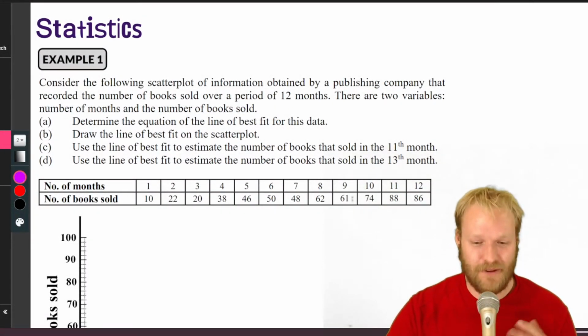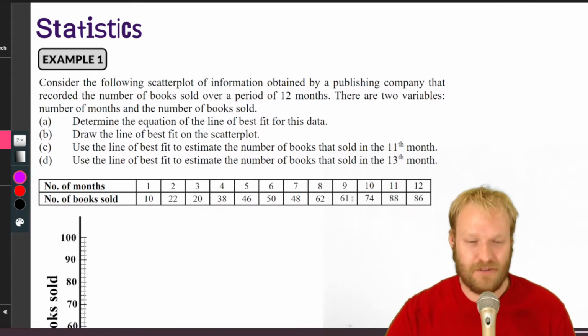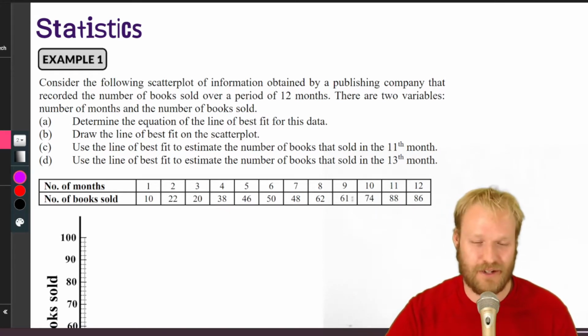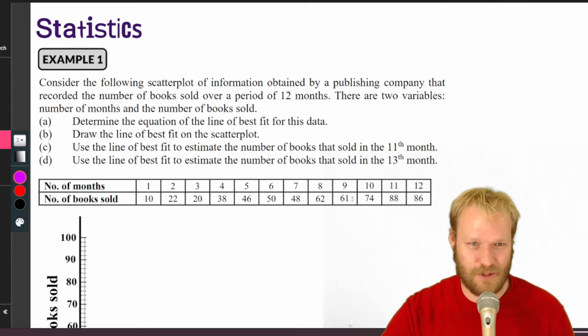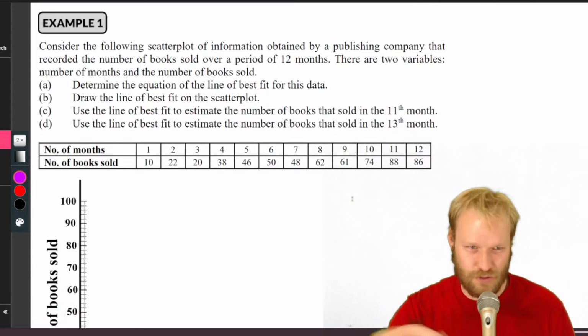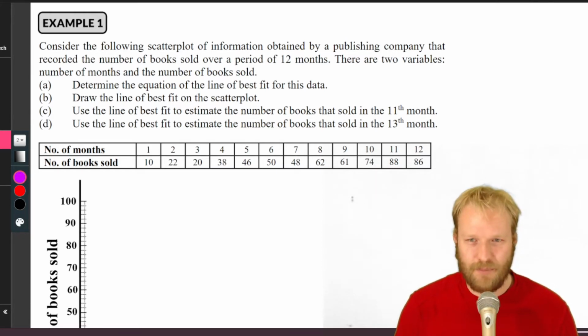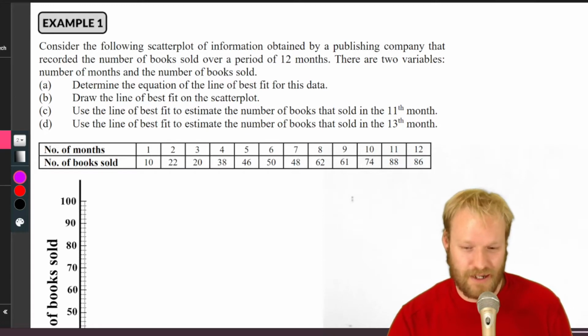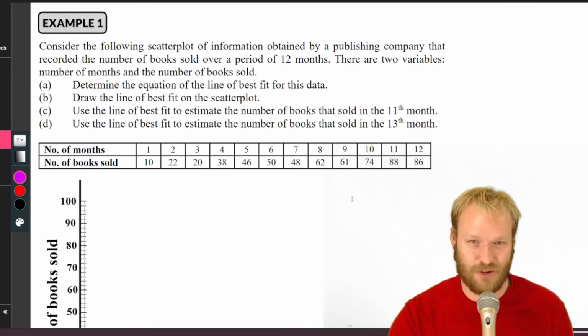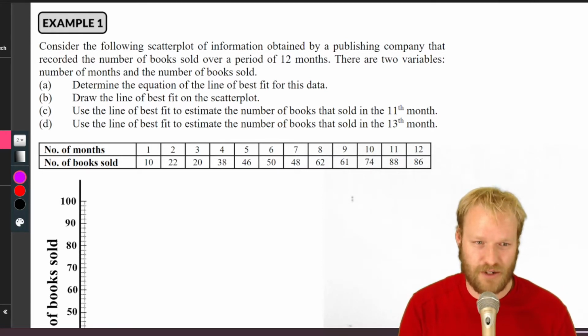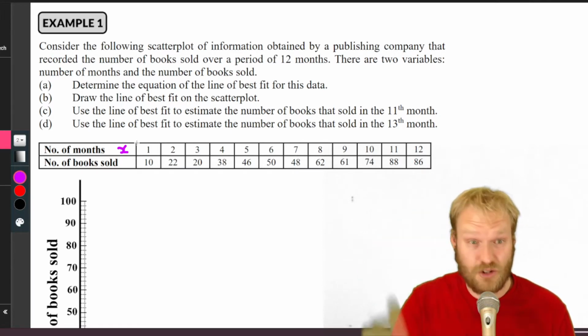Okay, so what you're looking at here is one example, and in the next video I'll do a second example, and there's some exercise in between. So take a pause just to read through the idea here that we've got a scatter plot. We're going to make the scatter plot of a publishing company selling a certain number of books every single month. So we've got two variables: the number of months, which we're going to put on the x-axis, and the number of books sold, which we're going to put on the y-axis.